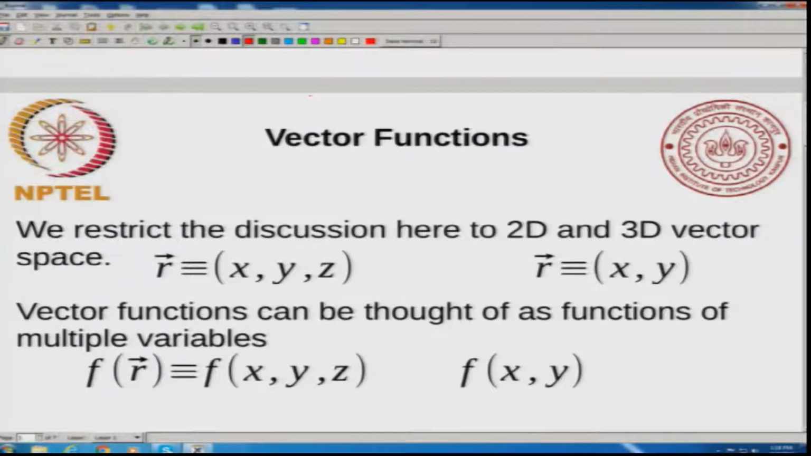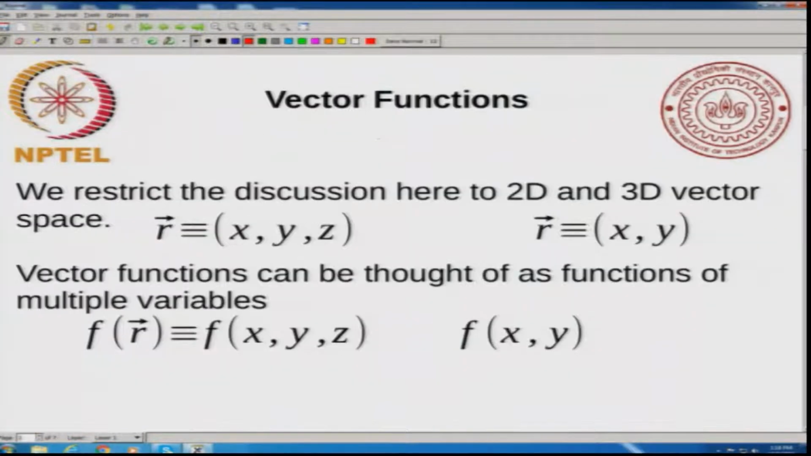Here we will restrict the discussion to 2-dimensional and 3-dimensional vector space. If you have a 3-dimensional vector space, then any vector R can be written in terms of 3 coordinates x, y, z. So, R is a vector in this vector space. These are the components of R: x, y, z. This is just like a point in a 3D Cartesian coordinate system.